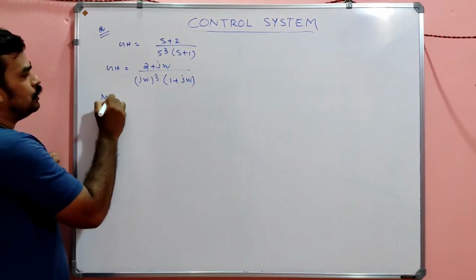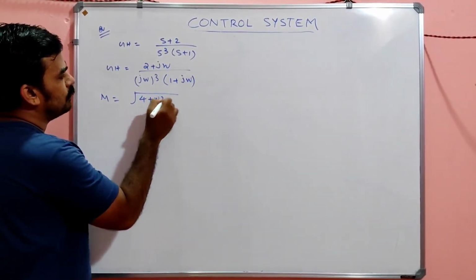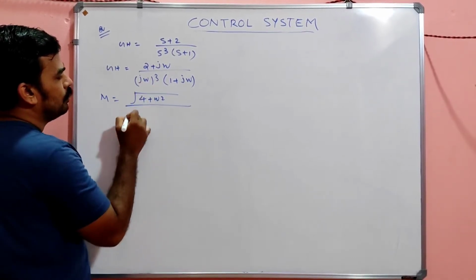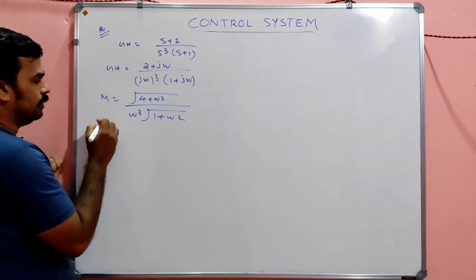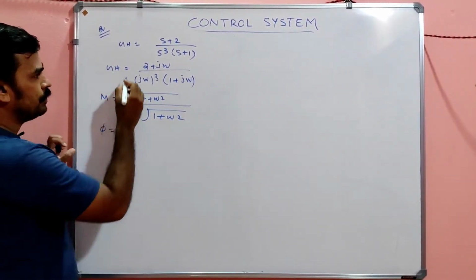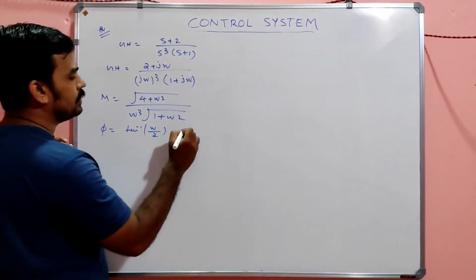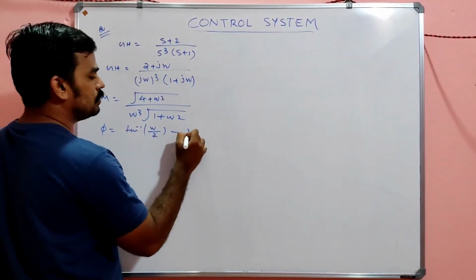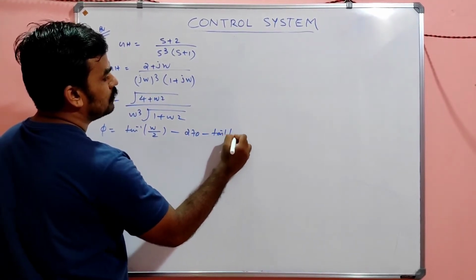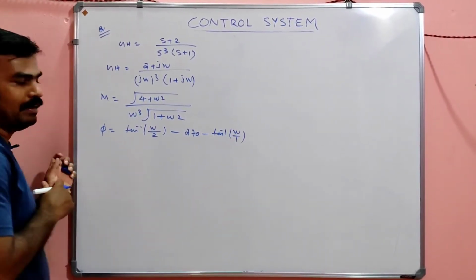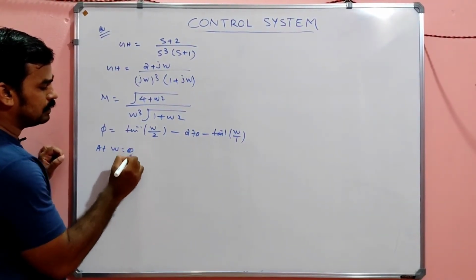So what will be the magnitude now? Magnitude will be root of 4 plus omega square, whole divided by omega cube, itself divided by root of 1 plus omega square. What will be the phase angle phi now? Tan inverse omega by 2, minus 270, minus tan inverse omega by 1. Am I right?